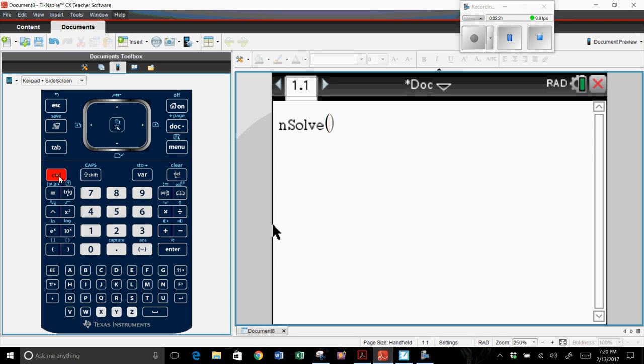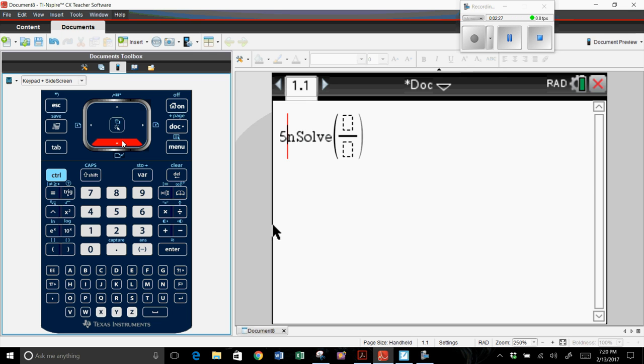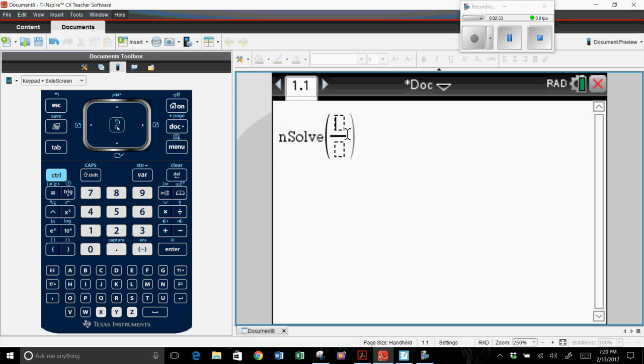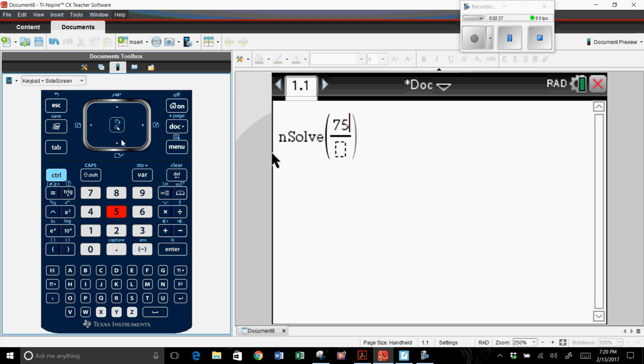So I'm going to do control division so I can get my first fraction. And we had 75 up on top. Oops, let's plug that in. I messed that up. Okay, here. Okay, there I need 75. Then on the bottom I have 0.5. Going to go to my right. Okay, there's my equal sign.